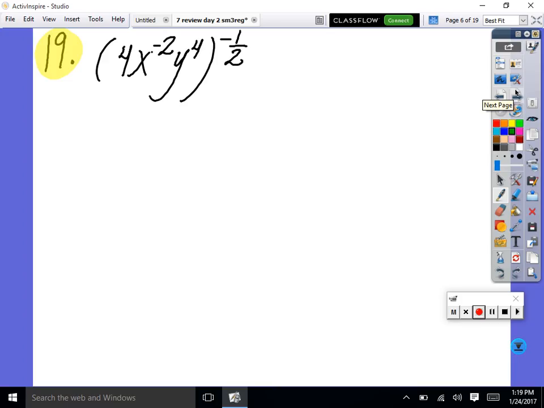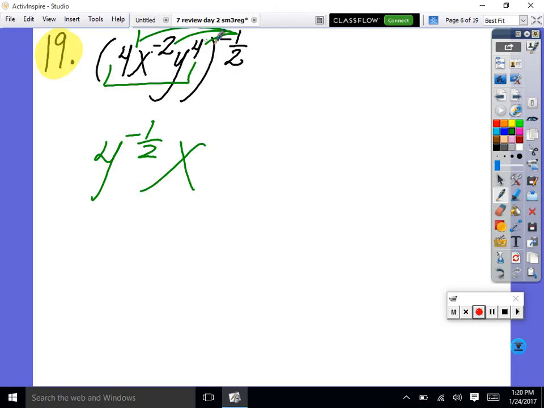Okay, number 19. It says simplify. So what you do is focus on your parentheses. Does anything simplify in here? No, right? So we flip-flap. This is 4 to the 1st power. We're raising powers to a power, so we multiply the powers. So we have 4 to the negative 1/2, x to the negative 2 times negative 1/2, positive 1. 4 times negative 1/2 is negative 2.